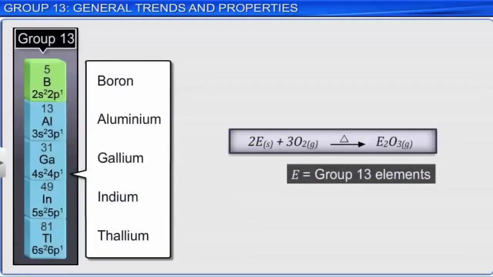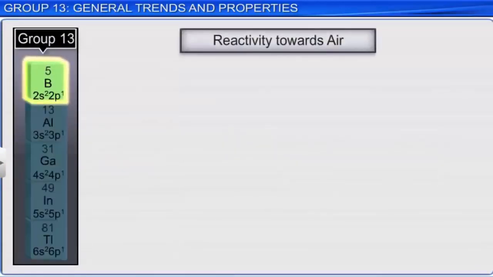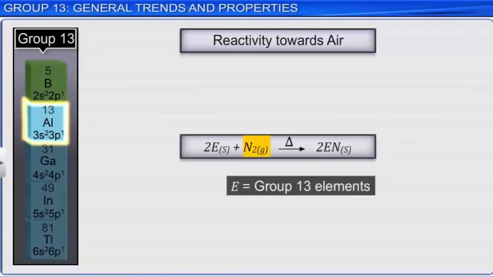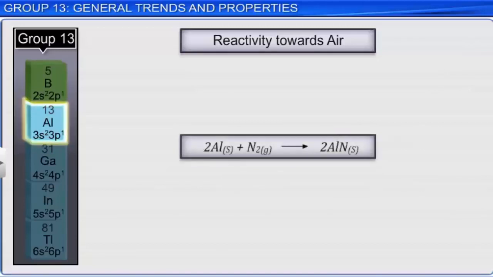The group 13 elements form oxides when heated in air. For example, the reaction of amorphous boron and oxygen is shown here. When heated in nitrogen, the group 13 elements form nitrides. The synthesis of aluminium nitride is given here.